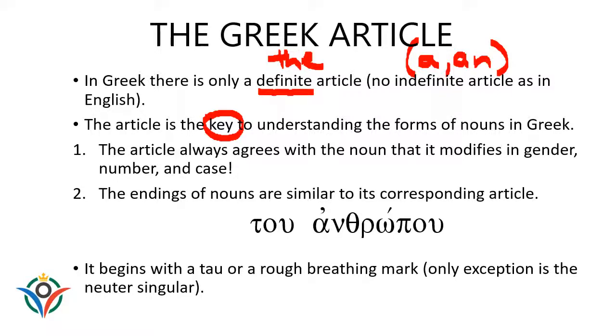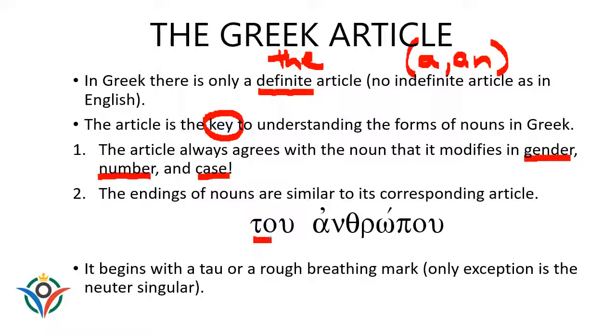So why are they the key? Well, the first reason is that it says there, the article always agrees with the noun that it modifies in three ways: in gender, number, and case. In other words, the article never lies about the information of the noun. And the second reason is that the endings of nouns are similar to their corresponding article. So take a look at the example here.